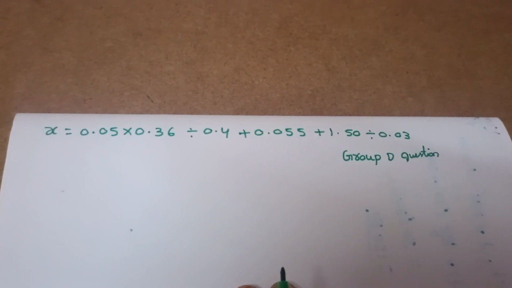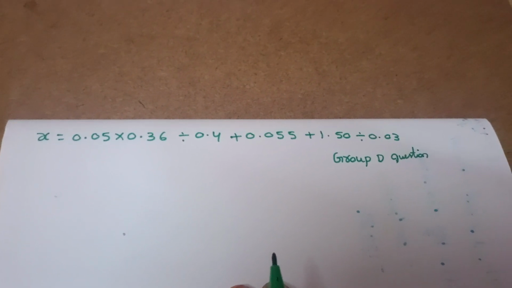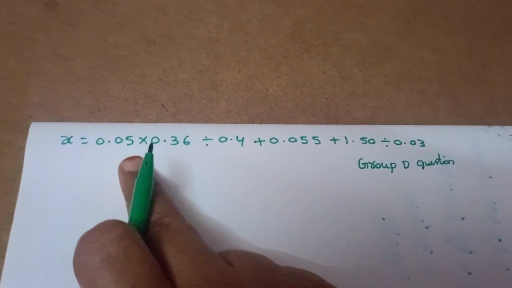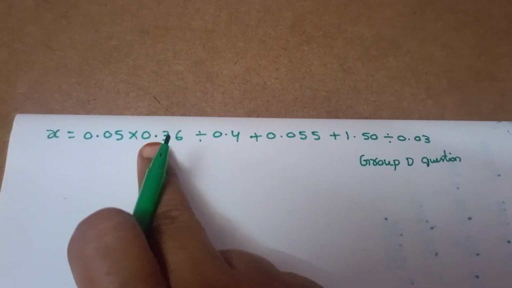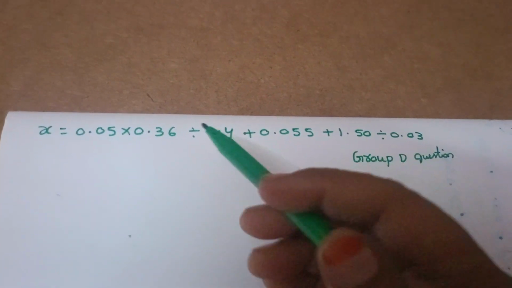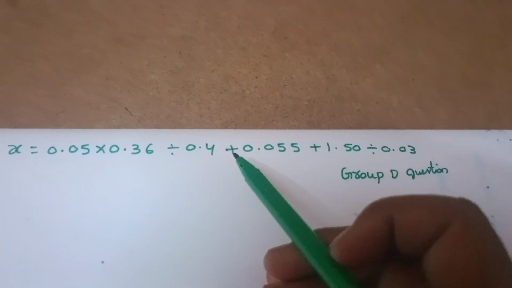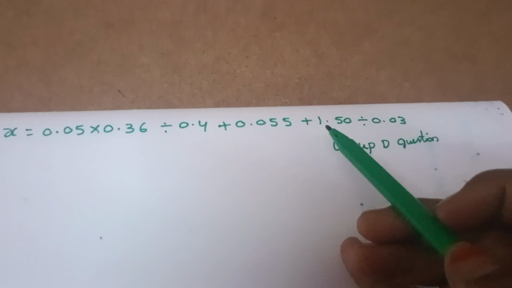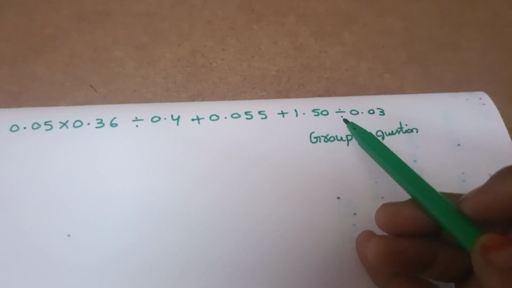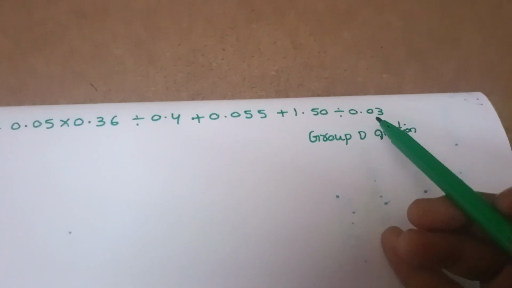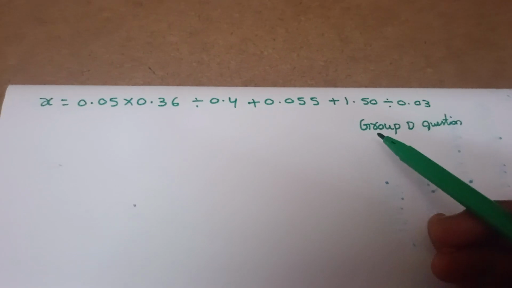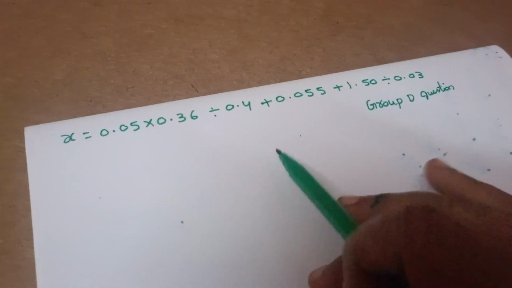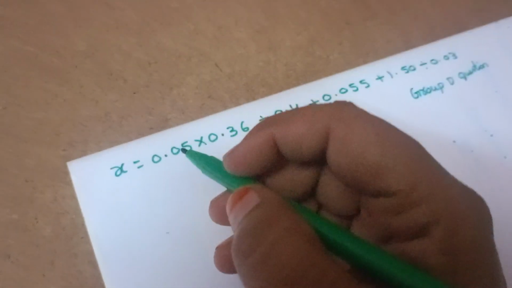Today I came with another new trick. Okay, so x equal to 0.05 into 0.36 divided by 0.4 plus 0.055 plus 1.50 divided by 0.03. This is a Group D question. Okay, so next we are going to the solution.